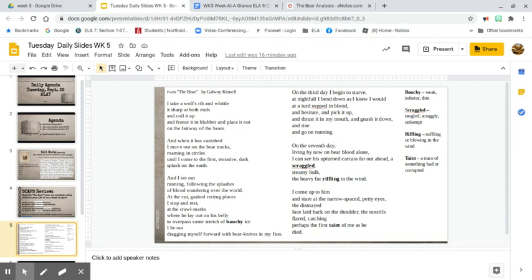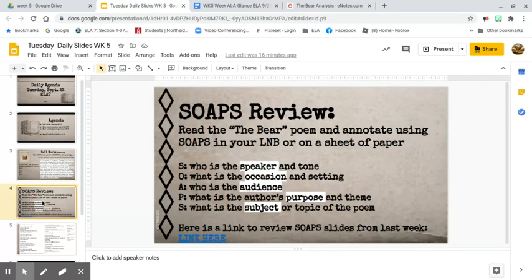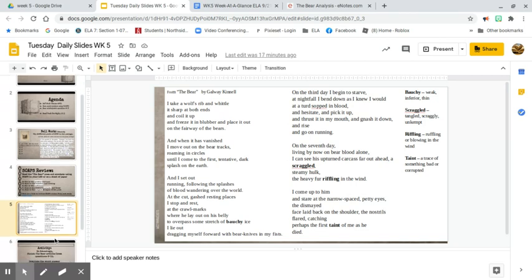And so you are going to decide who is the speaker and what is the tone. What is the occasion, the setting? What is the audience? That would be us, and how are we relevant? What is the mood of the poem? What is the author's purpose? What would be the overall message or the theme of this poem? And then what is the overall subject? What is happening? What is the topic?